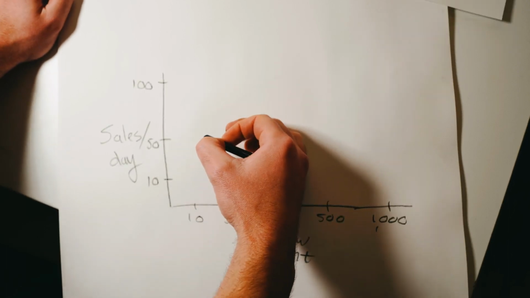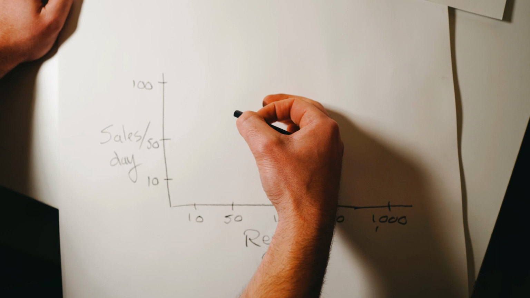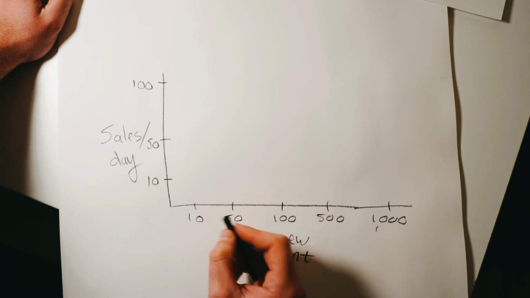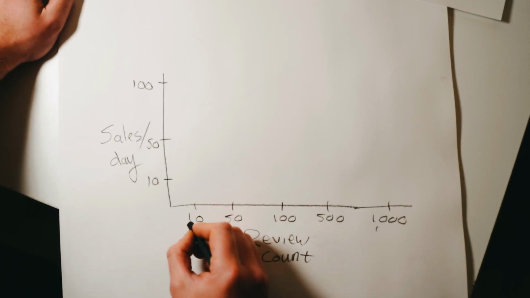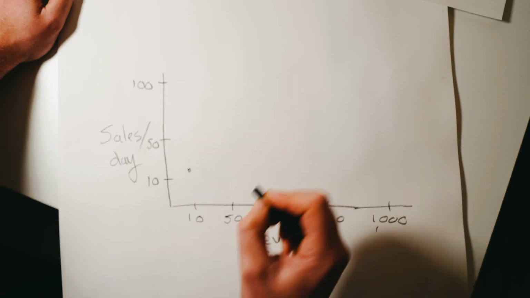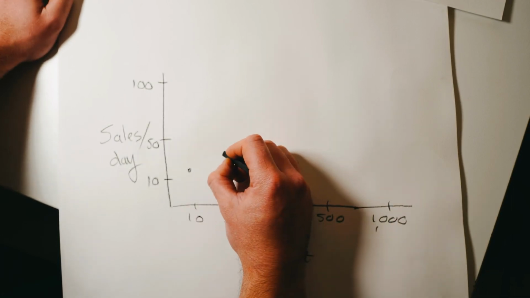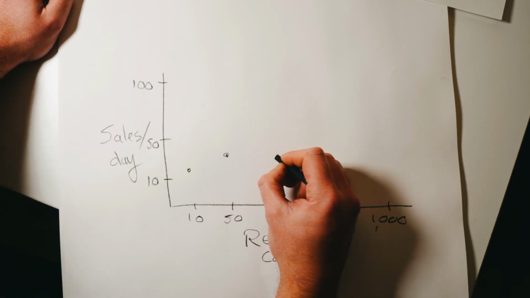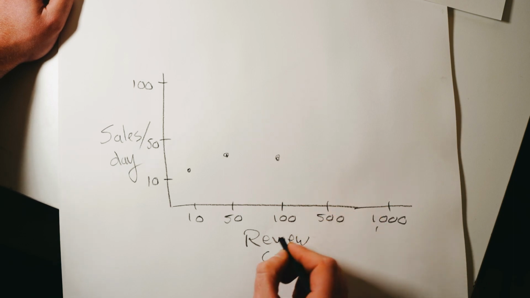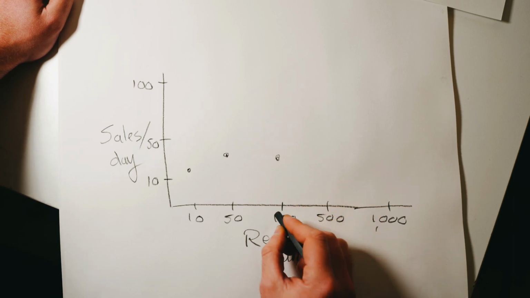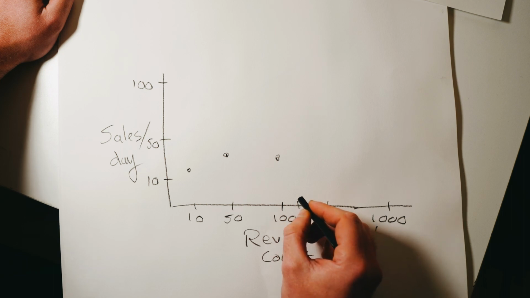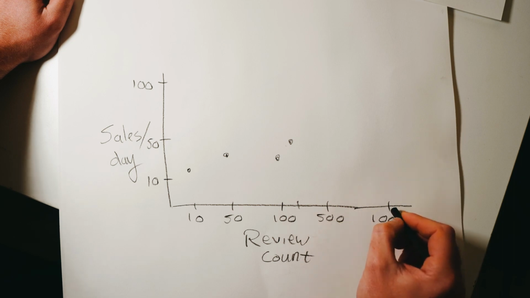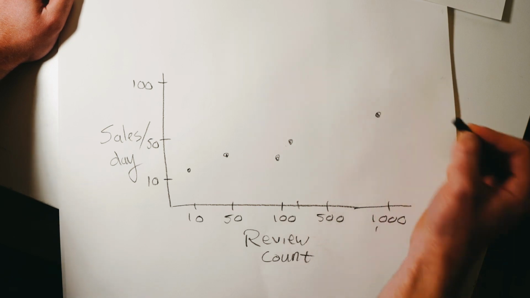This would be plotted as a line graph by looking at, say, page one for your main keyword for your specific product. So as an example, we might find that we have sellers with 10 reviews doing 15 sales per day, and those with 50 reviews are actually doing 25 sales per day. We've got a seller with 100 reviews also doing 25 sales a day, and a seller with, let's say, 120 reviews doing 50 sales per day. And then a seller with 1,000 reviews who's doing, let's say, 70 sales per day.